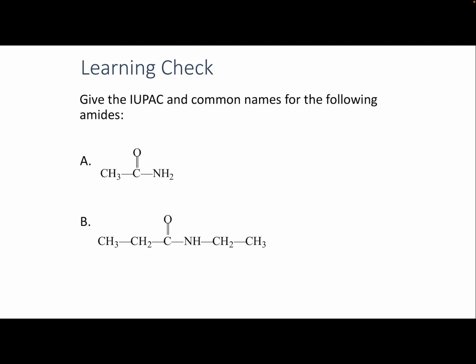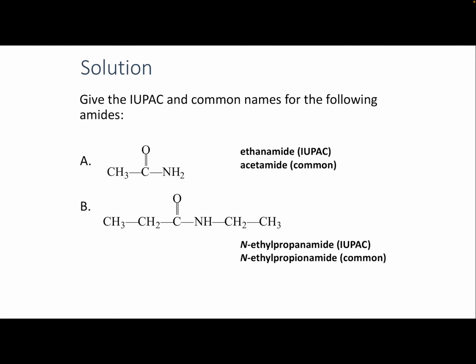A couple more. Give the IUPAC and common names for the following amides. I'm less worried about the common names because I don't think I really emphasize the common names of the carboxylic acids. But pause it, give it a shot. So ethanoic acid becomes ethanamide or acetic acid. And this one was a little more challenging, right? N-ethyl propanamide, propanoic acid. Good.